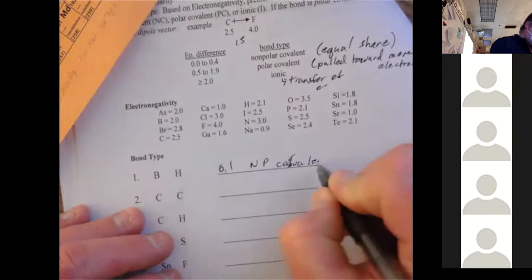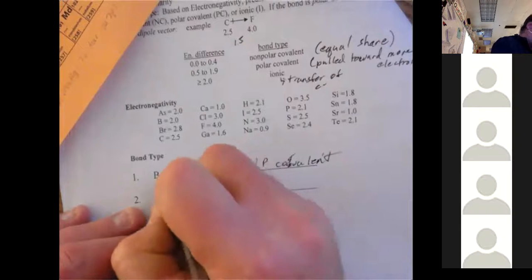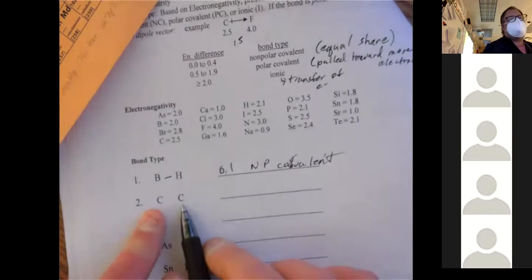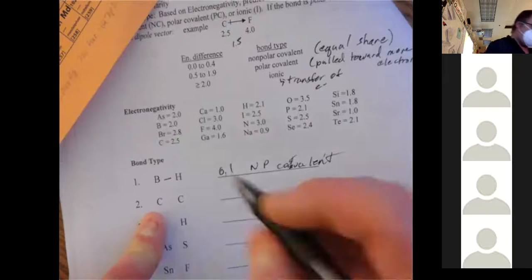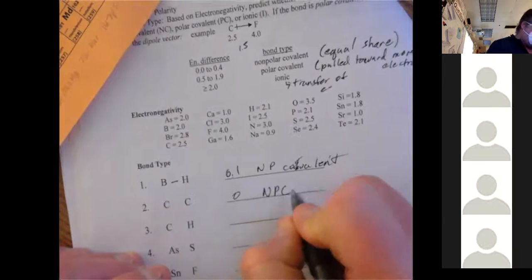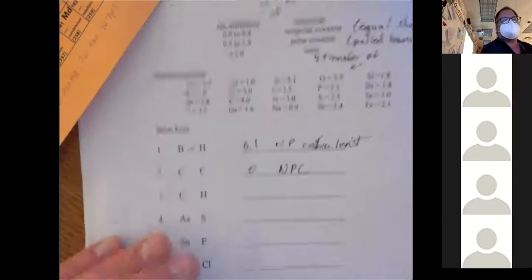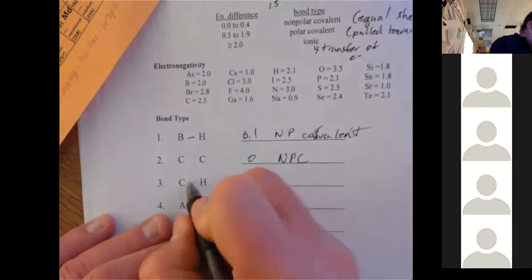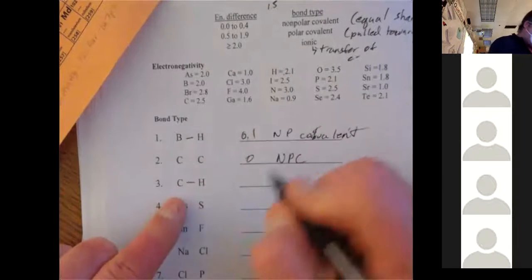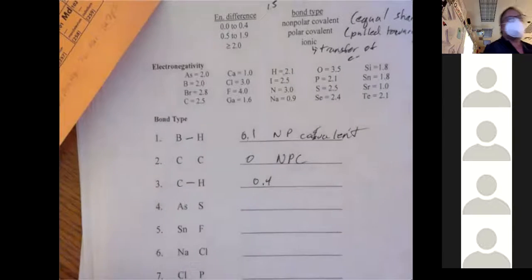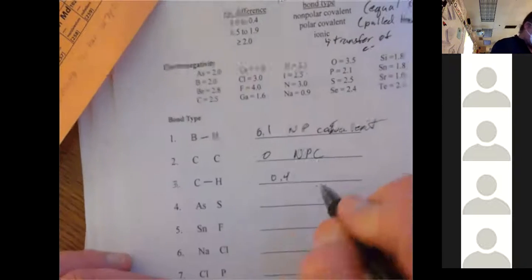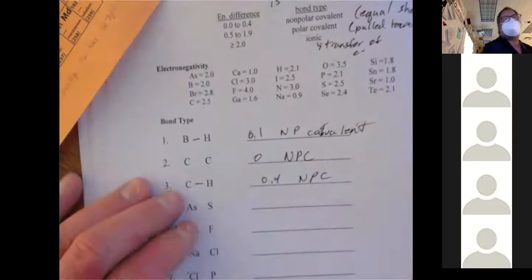So that's just a regular old covalent bond. With 2 atoms of the same type, you're going to get 0 for your electronegativity difference, and that would be nonpolar covalent. Carbon and hydrogen, 2.5 and 2.1. Well, we get right on the cusp. They're a little bit closer to the carbon, but not enough to see any difference. So that's still nonpolar covalent.